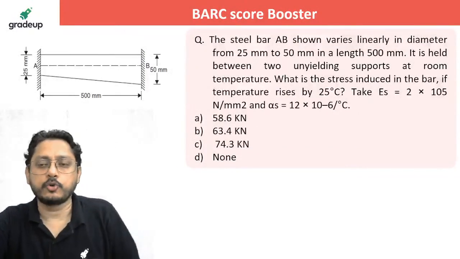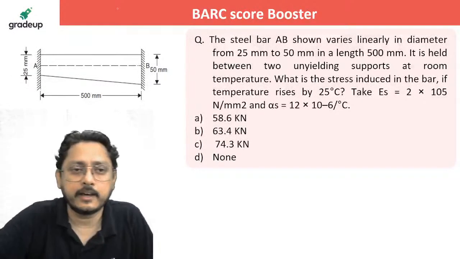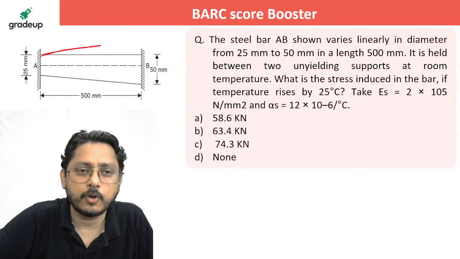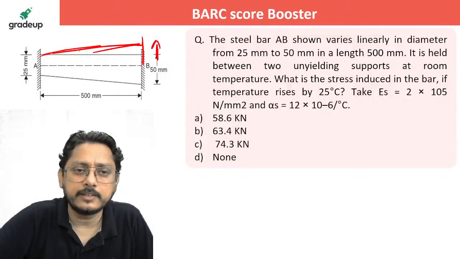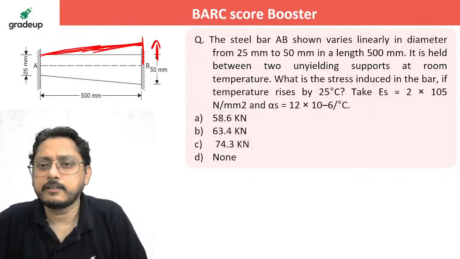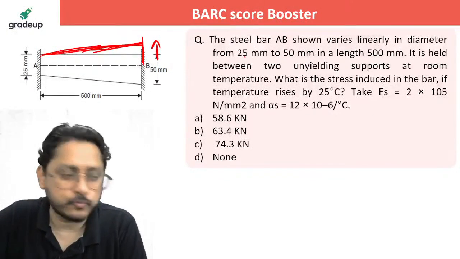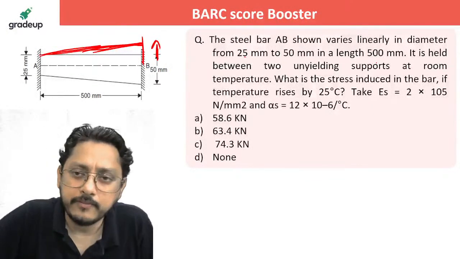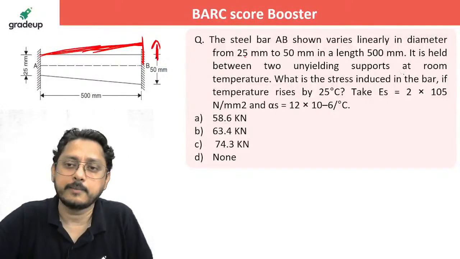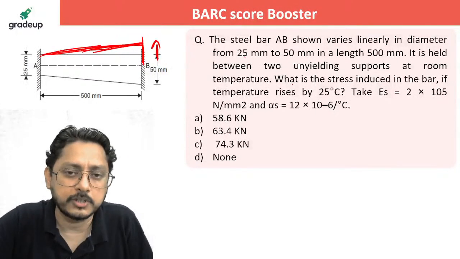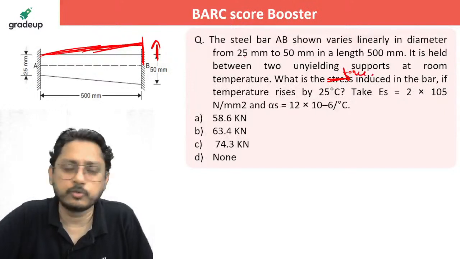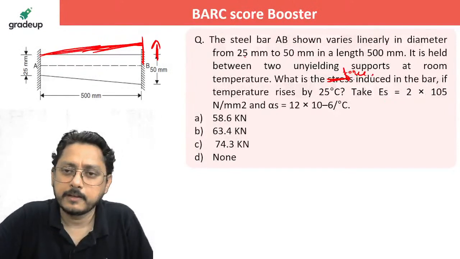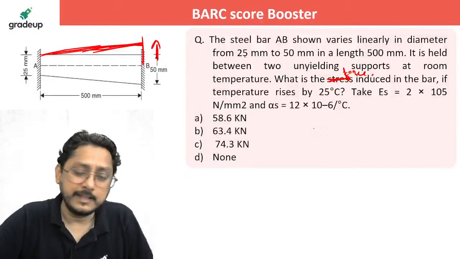The steel bar AB varies linearly, you can just take it as normal variation, in diameter from 25 to 50 mm in a length of 500 mm. It is held between two unyielding supports at room temperature. What is the stress induced in the bar? What is the force induced in the bar? Can you calculate the force here? This is from the temperature stress.